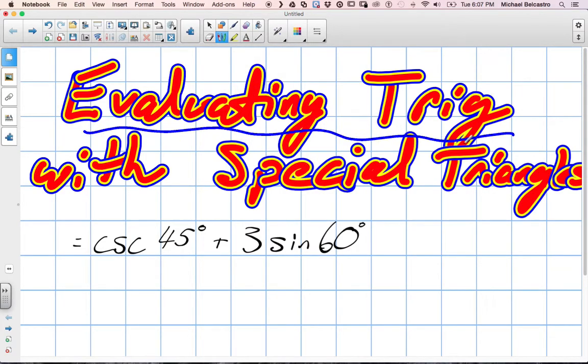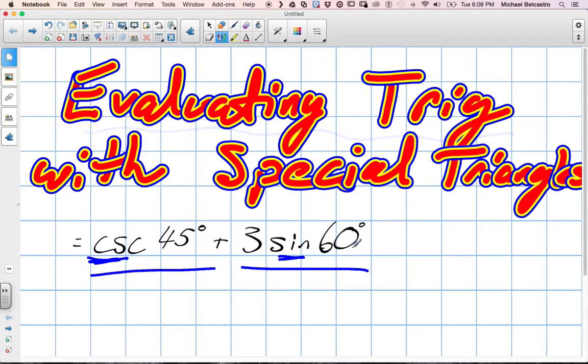Evaluating trig with special triangles. So we have a trig equation, and one way you can do this, if your calculator calculates cosecant and sine, is you can plug that all in, but your teacher might want you to have the exact values as you go through it or something like that, okay?